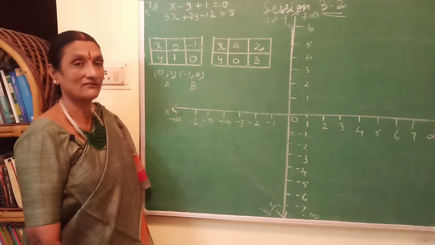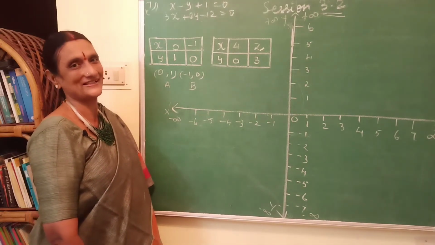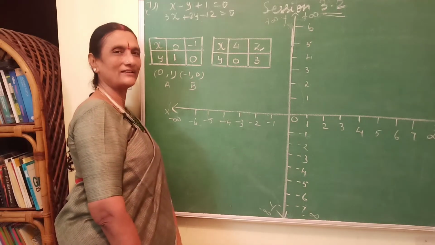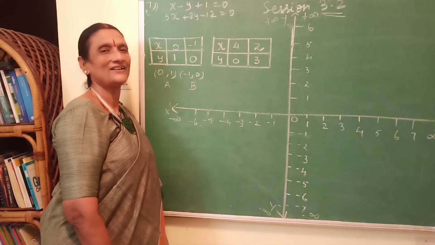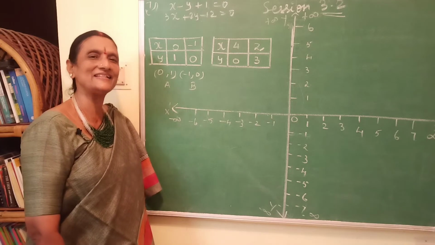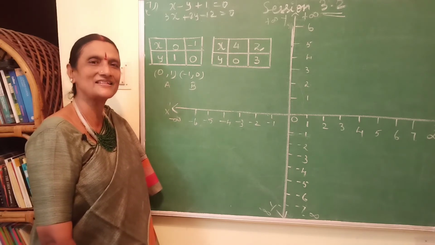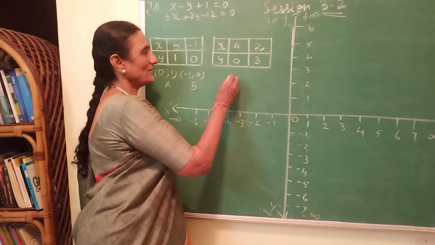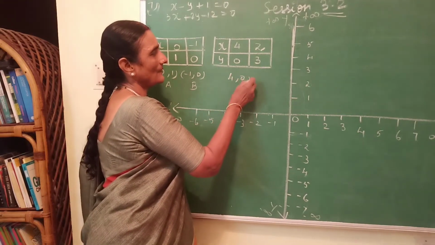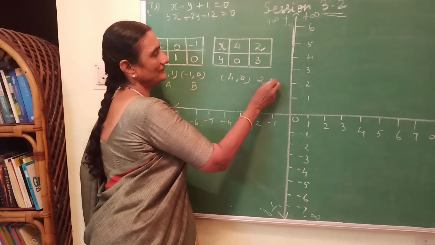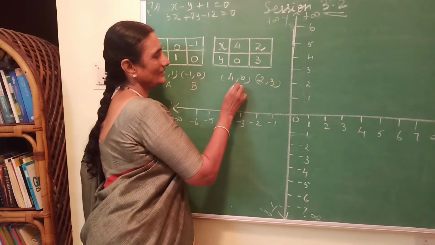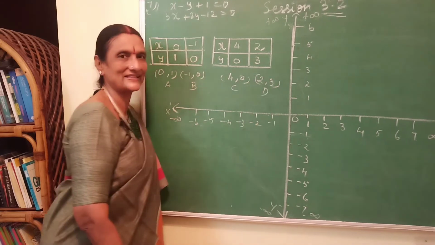Okay. So as I have already told you, there are plenty of choices. So you have to see what is the best value that you can take so that your drawing is easy. Okay. You don't have any difficulty while drawing the graph. So it is 4, 0 and 2, 3. Are you ready? So let us take this as 2 points as C and D.